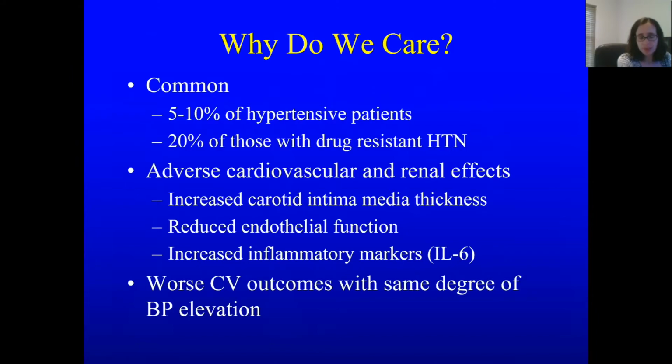Hyperaldosteronism in and of itself has adverse cardiovascular and renal effects, including increased carotid intima media thickness, reduced endothelial function, and increased inflammatory markers. And even in patients with primary hyperaldo with well-controlled blood pressures, they have worse cardiovascular outcomes with the same degree of blood pressure control than people without hyperaldo.